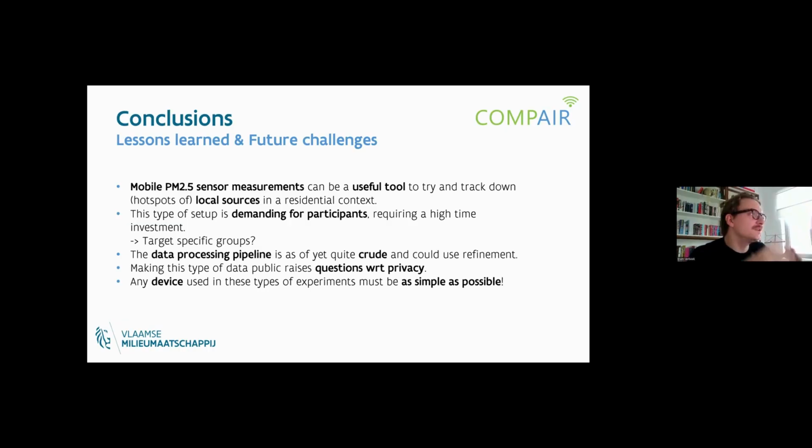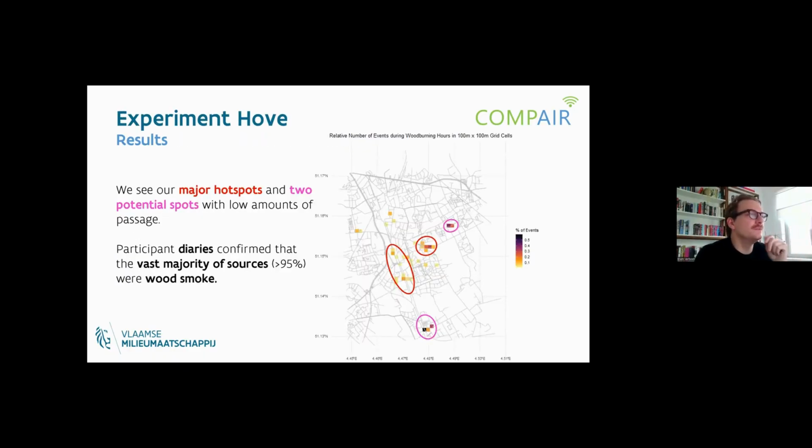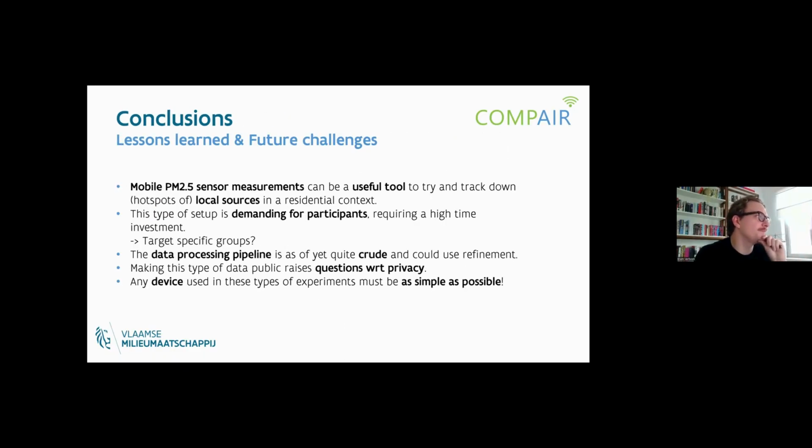Okay, so what did we learn from this small trial? I mean, we managed to get a little bit of data out. We managed to get this map of the hotspots. What did we really learn, and what do we want to do in the future? Well, first of all, what we learned and maybe what we should do better in the future. We learned that these mobile sensor measurements can be a useful tool to try and track down these hotspots of local source in a residential context. We also saw that this type of setup is very demanding for participants.